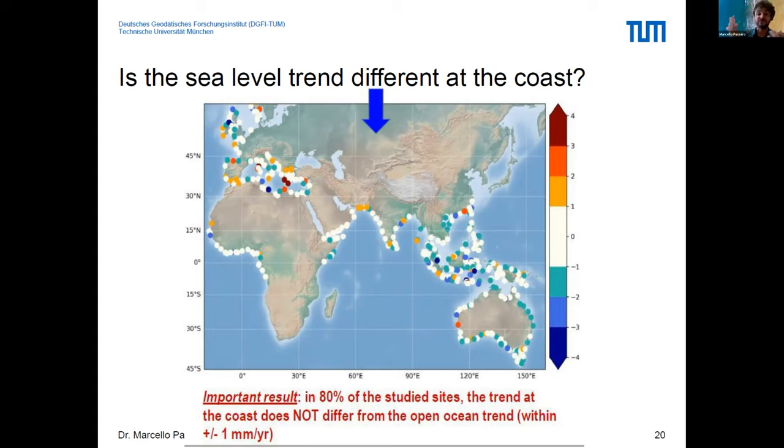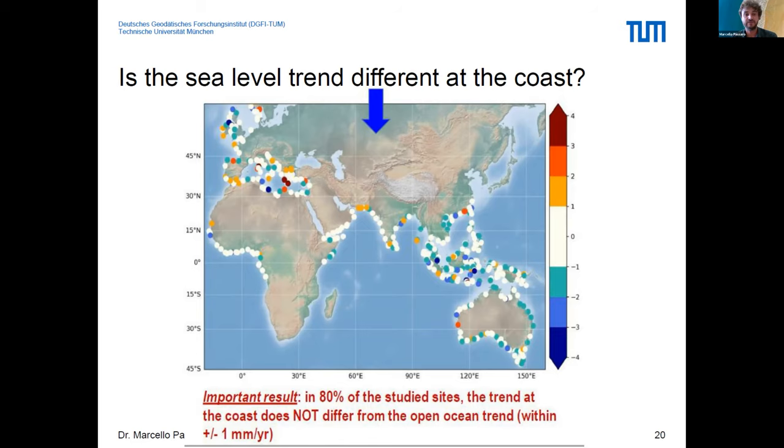But don't forget that in 20% of the studied sites, this was not the case. And so a lot of colleagues, myself included, were working a lot on trying to understand which kind of small-scale processes can affect the sea level trend right at the coast within this time scale of a couple of decades.